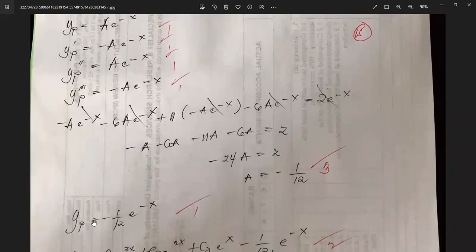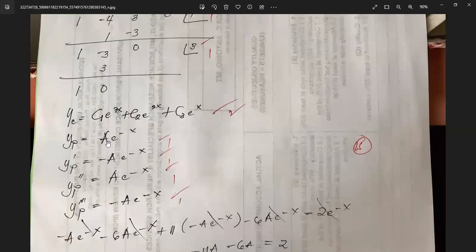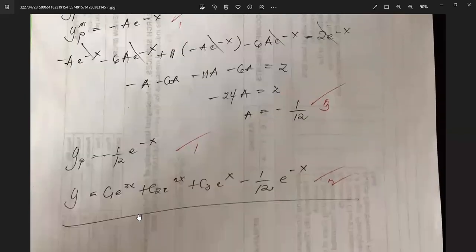Then that tells you that your yp, your particular solution, which should not contain any undetermined coefficient, is negative 1 over 12 e raised to negative x. So you substitute the a here. And your complete solution would be this one, the sum of the yc and the yp.